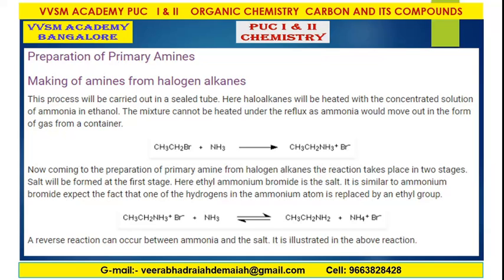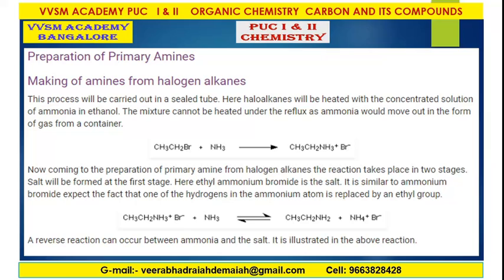Preparation of primary amines: making amines from halogenoalkanes. Halogenoalkanes mean alkanes derived from halogen. What is halogen? In Greek terminology, halo means salt, gen means producer. Halogen means salt producer. This process is carried out in a sealed tube. Here, haloalkanes are heated with a concentrated solution of ammonia in ethanol. The mixture cannot be heated under reflux as ammonia would escape in the form of gas from the container. The reactions are in sealed tubes.